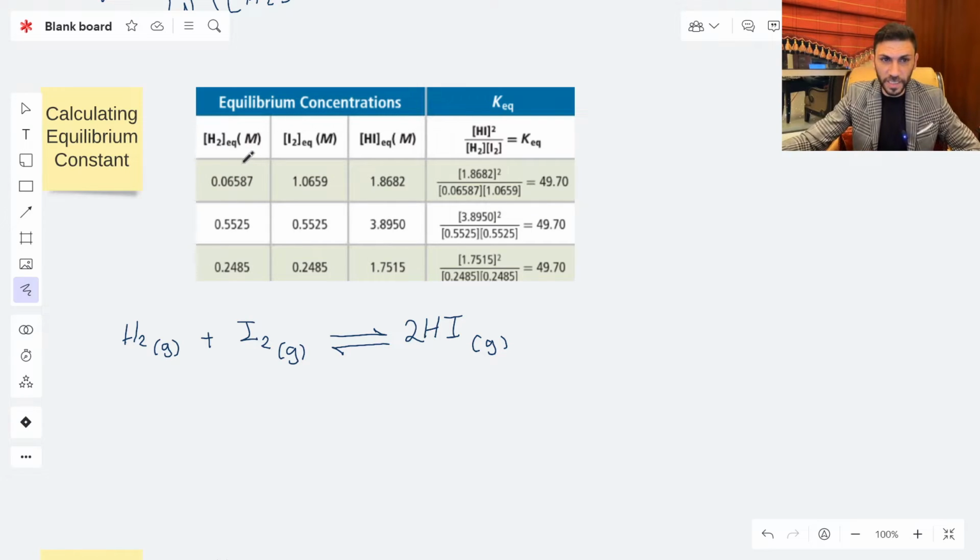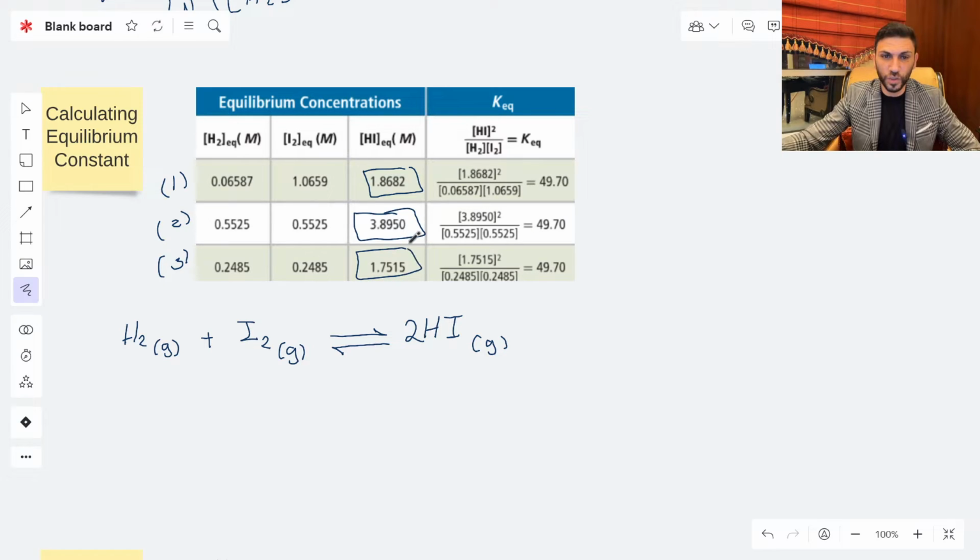In these trials here, you are given different concentrations of H2. This is trial number 1, trial number 2, and trial number 3. We are changing the concentrations of H2 and I2. And every time you change the concentration, you get a new concentration for HI, which is the product. See here?